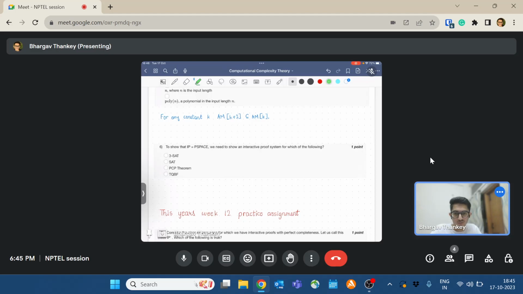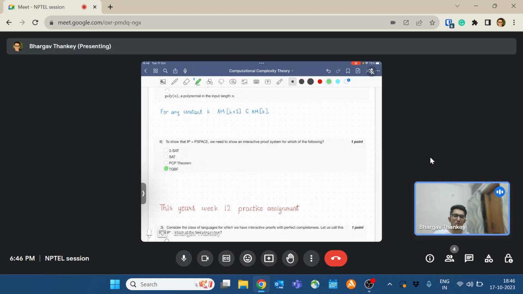In the class we showed that #P was in IP by constructing an interactive proof for the language #SAT, which is complete for #P. Similarly, to show that IP equals PSPACE, we need to construct an interactive proof for a PSPACE-complete language, and the only PSPACE-complete language over here is TQBF. So the answer is TQBF. This interactive proof also uses the sum-check protocol. Its idea is almost the same as the proof that #SAT has an interactive protocol, but you need to do some extra things, with some additional ideas. So the answer is TQBF.